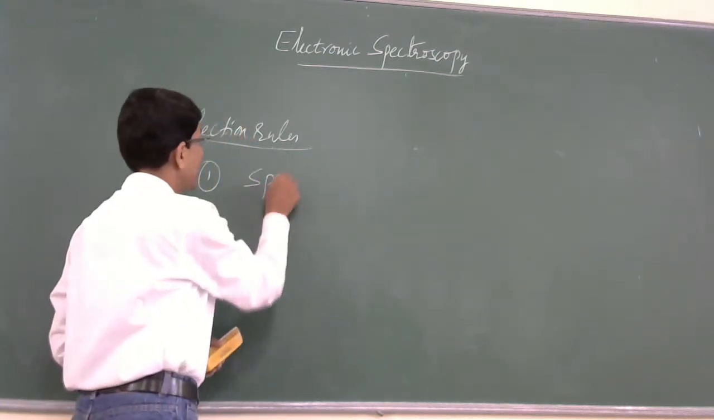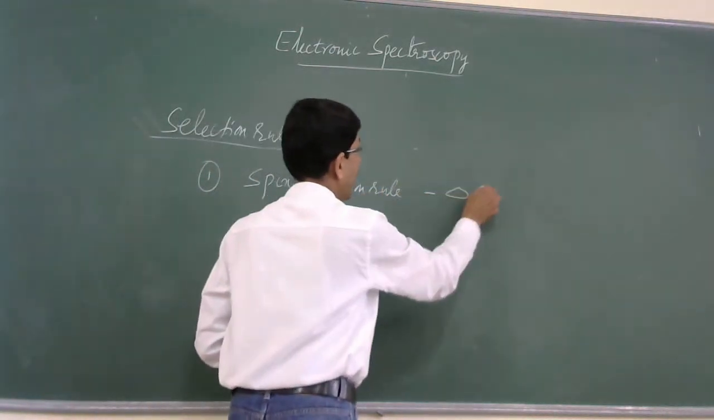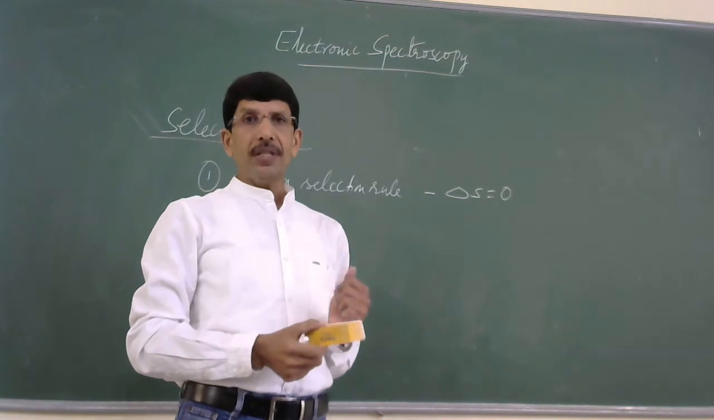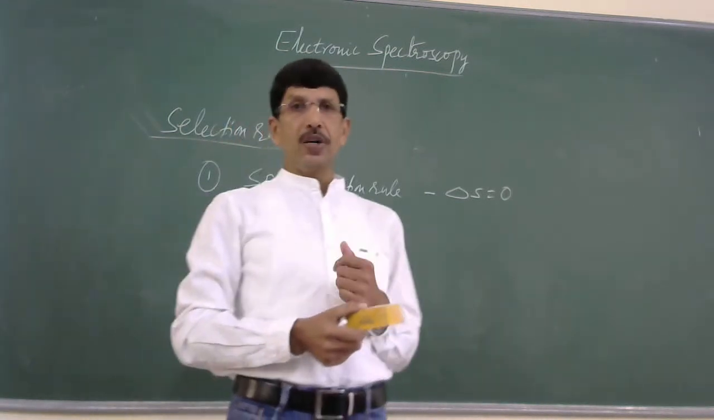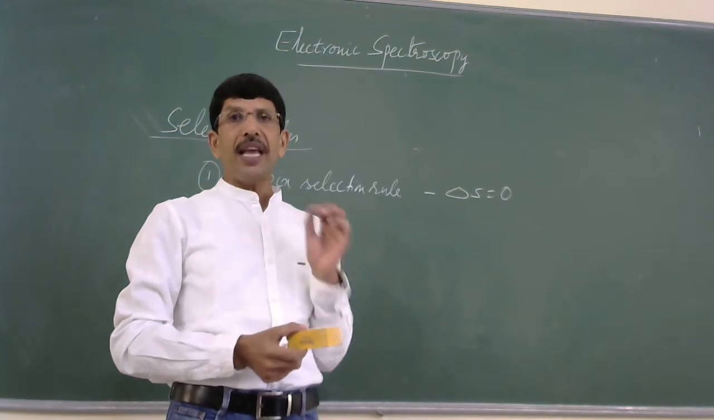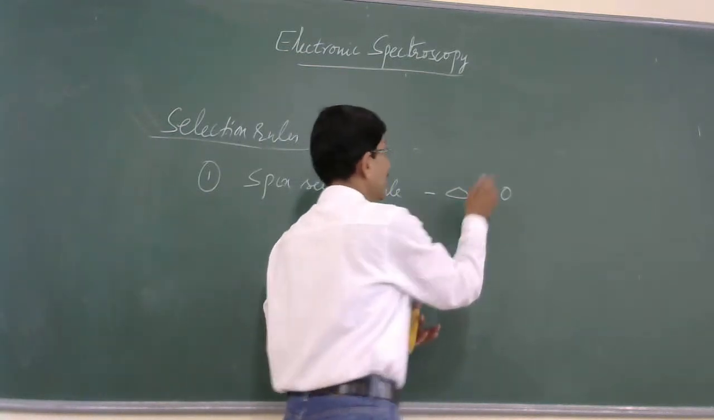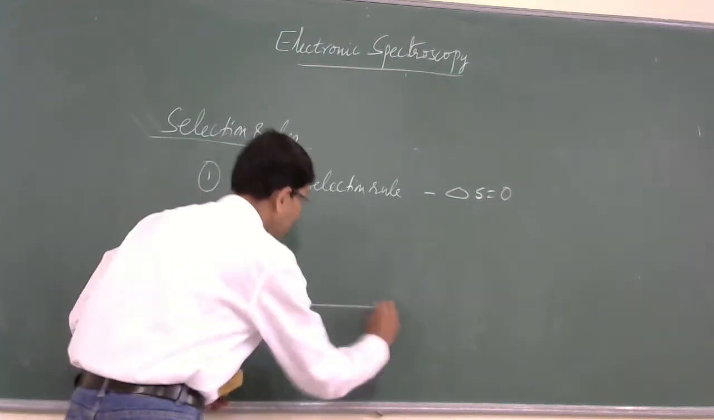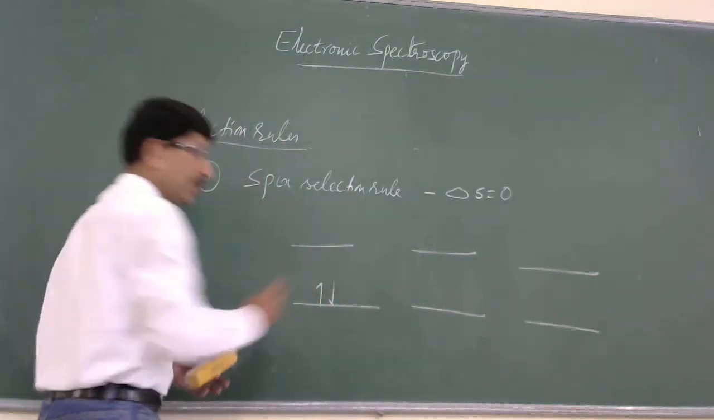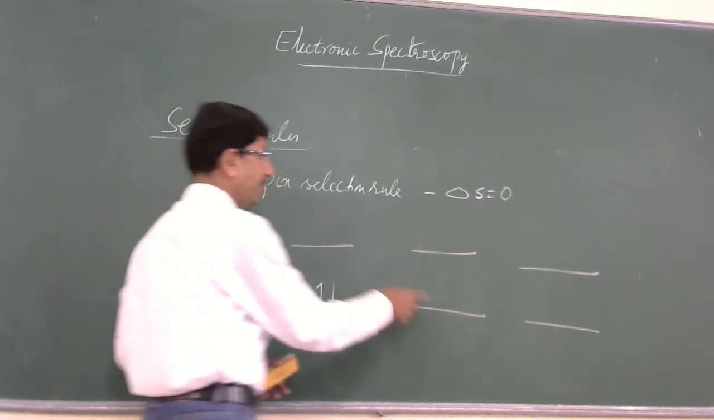The first rule is the spin selection rule, given by delta S equal to 0. That is, the change in total spin quantum number is 0. During an electronic transition there should be no change in the spin of the electron. Small s denotes the spin quantum number, capital S denotes the total spin quantum number. For example, if you have a pair of electrons like this, in a singlet state, this is the ground state and this is the excited state.